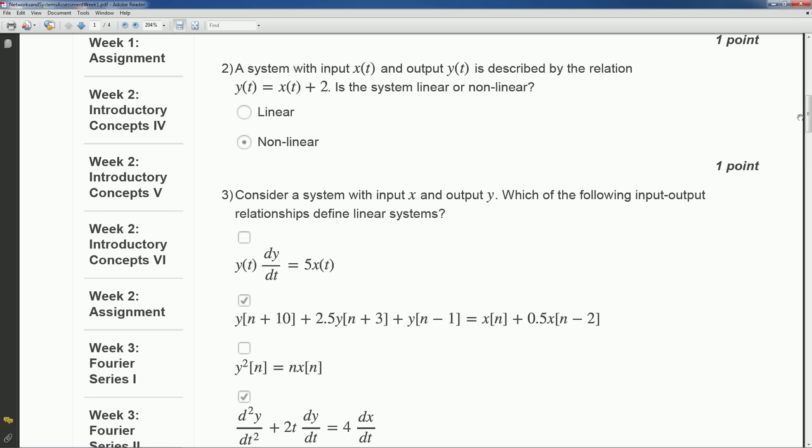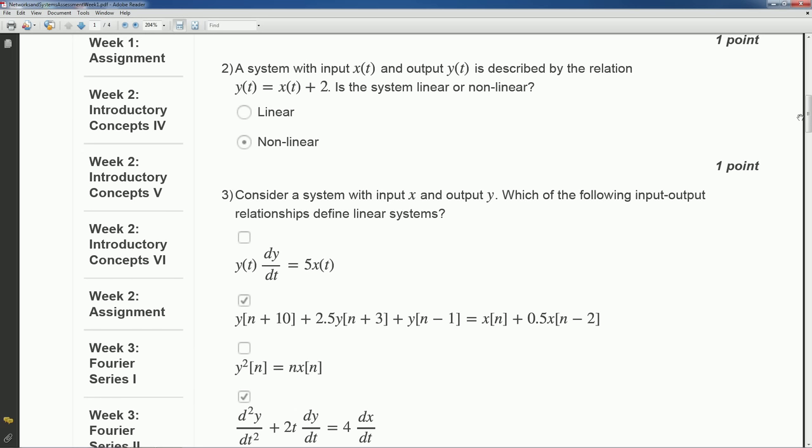So for instance, if you look at question number 2, it reads, a system with input x of t and output y of t is described by the relation y of t equals x of t plus 2. So that is a mathematical description of the input-output relationship. If the input signal is x of t, you are going to plug into this equation and you will get an output signal y of t. Now, that is a complete description of a system. If you know for every input how to calculate the output, you have already described the system entirely. So that is a precise and complete description.